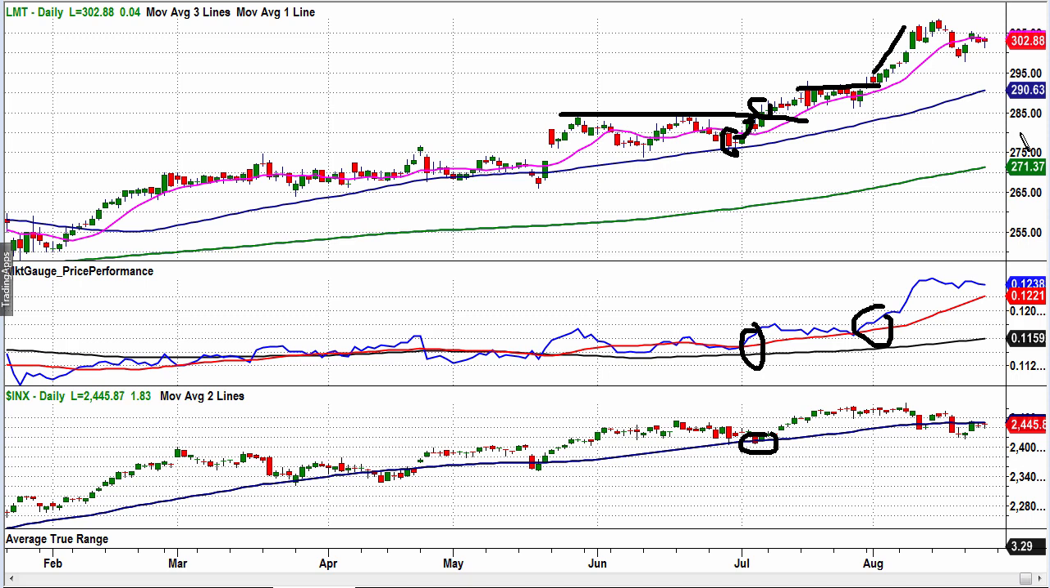Now, this is a really good example currently of a shallow pullback and strong leadership. So if Lockheed Martin gets over its resistance right in here, it's probably going to be a good opportunity for another run to the upside. And my guess would be that as long as the market holds up, the market might not make new highs, but if Lockheed Martin starts on a new leg up and the leadership line is still in gear, that's one I'm going to want to focus on. Now, again, you could find Lockheed Martin right here with just looking at the patterns.